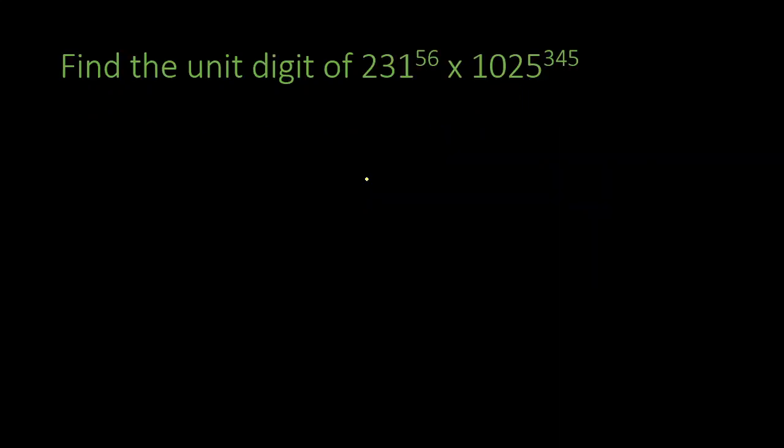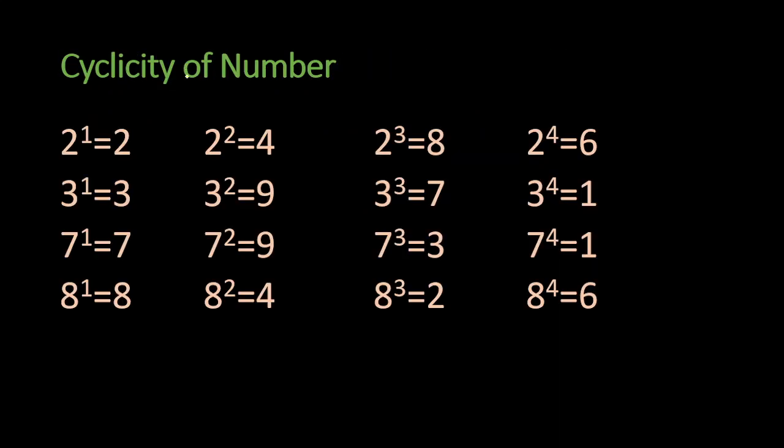Now let's see the cyclicity of numbers for 2, 3, 7 and 8. So 2 to the power of 1 is 2, 2 squared is 4, 2 to the power of 3 is 8, 2 to the power of 4 is 16. So now you have 6 as a unit digit. 3 to the power of 1 is 3, 3 squared is 9. So we get 9 as a unit digit. Now 3 to the power of 3 is 27. So we have 7 as a unit digit, and 3 to the power of 4 is actually 81. So 1 as a unit digit.